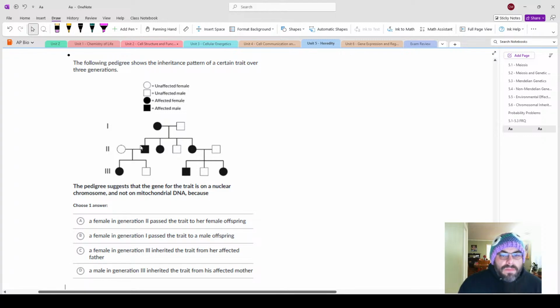The following pedigree shows the inheritance pattern of a trait over 3 generations. The pedigree suggests that the gene for the trait is on a nuclear chromosome and not a mitochondrial chromosome, because if it was a mitochondrial chromosome, where do we get our mitochondria from? From our mothers, right? And who would have it? If mom has it, who has it? Every child has it, right? Bobby doesn't have it, and so we'll just go look for that. Bobby doesn't have it.